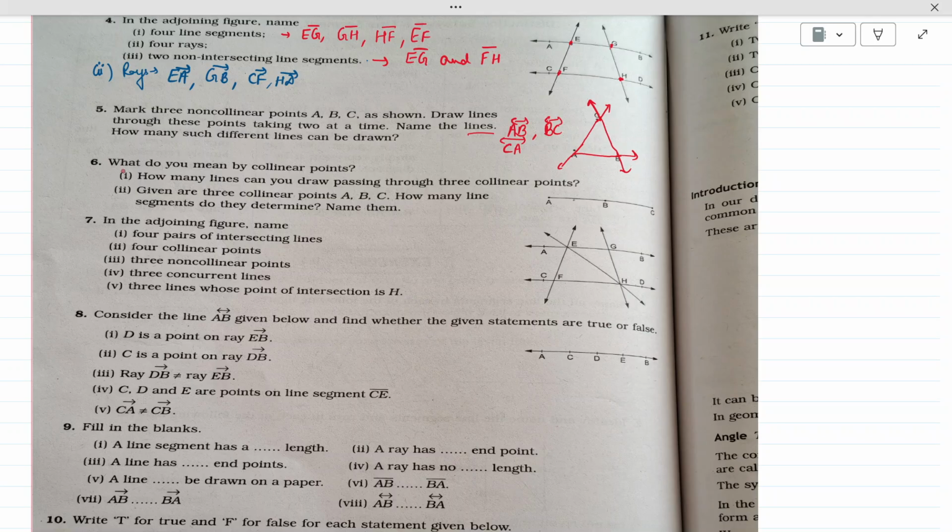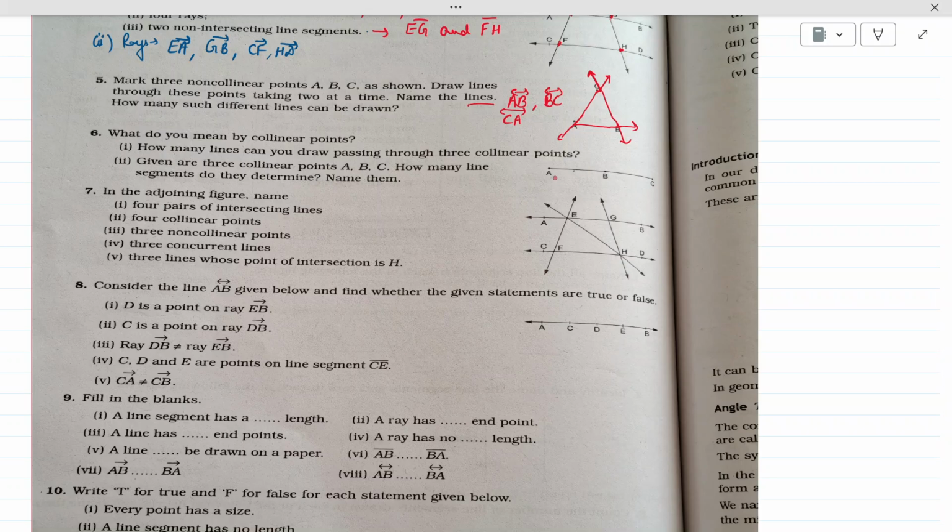Now, next question is, what do you mean by collinear points? I just explained before, collinear points are the points which lie in the same line, like this. A, B, C. These 3 points are in the same line. They are called collinear points. Now, how many lines can you draw passing through 3 collinear points? If 3 points are in one line, then how many lines can you draw joining these? So if they are in the same line, then we can draw only one line. One line only.